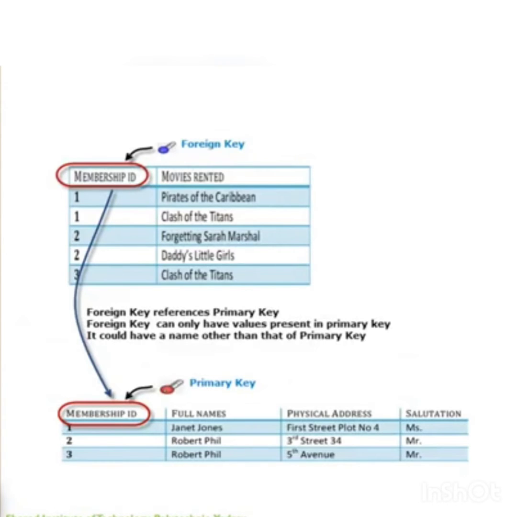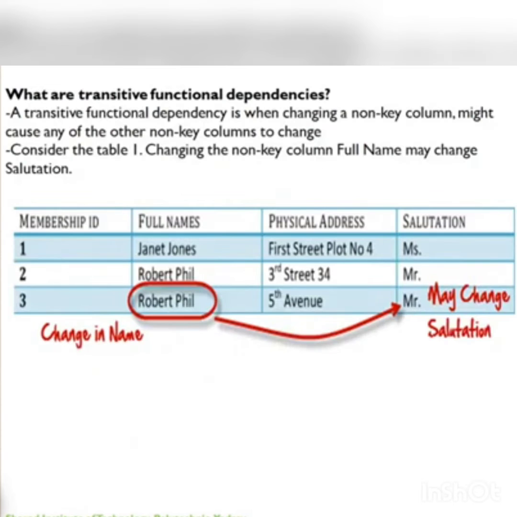And the last one is foreign keys can be null even though primary keys cannot be null. Here you can see how the foreign key works. In the first table, membership ID works as a foreign key, and in the second table, membership ID works as a primary key. That is, foreign key references primary key. A foreign key can only have values present in the primary key. It could have a name other than that of the primary key.